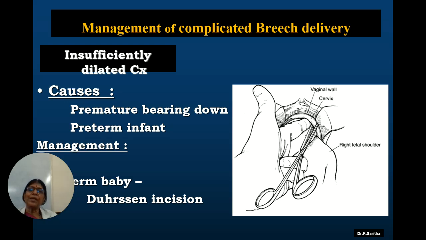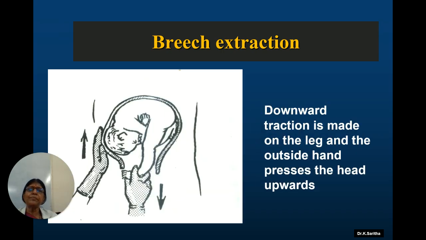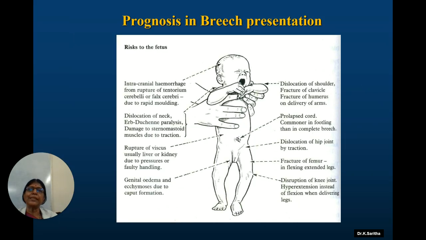In case there is an insufficiently dilated cervix, you can go for Duhrssen's incisions and dilate the cervix. Breech extraction, as I have said, in modern obstetrics is done only for the second twin in a transverse lie. So these are the pictures of the breech extraction.